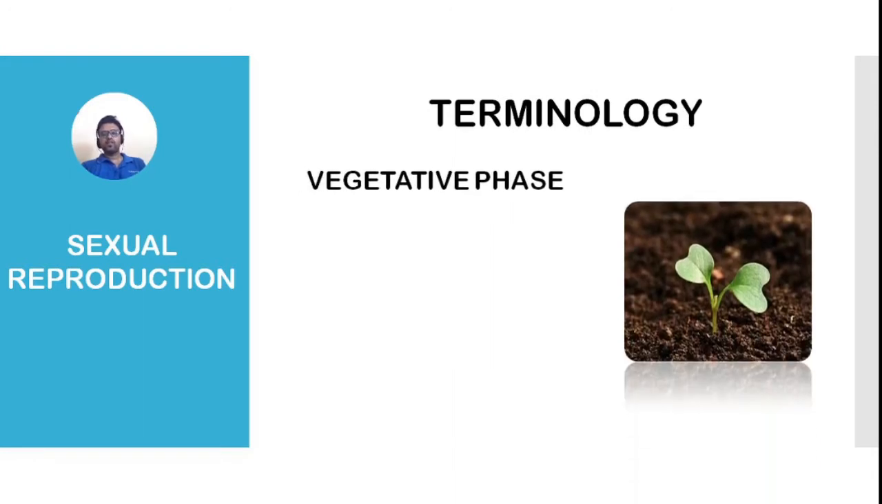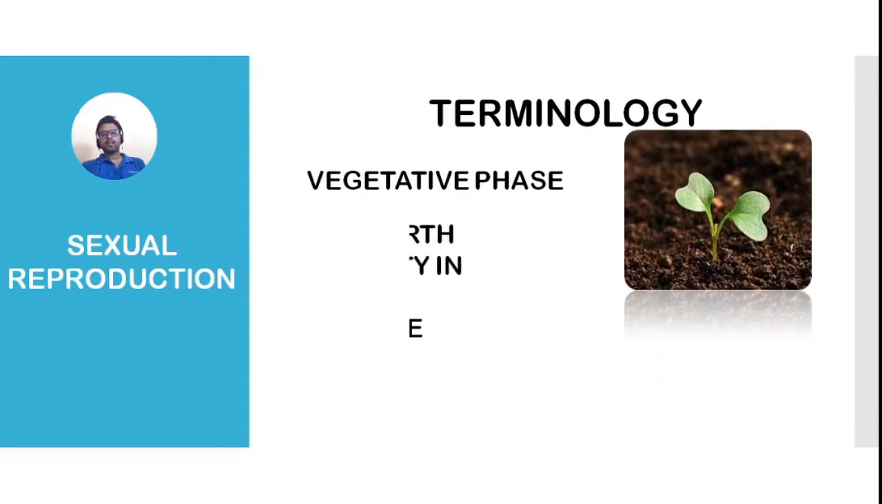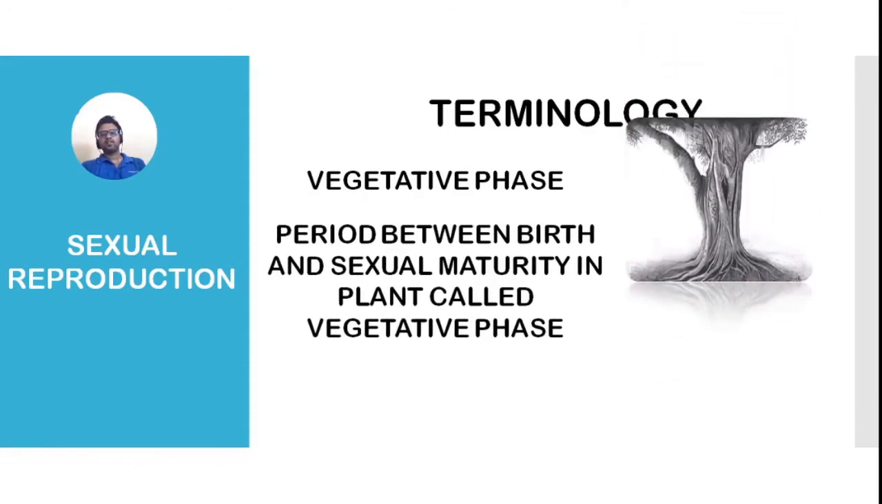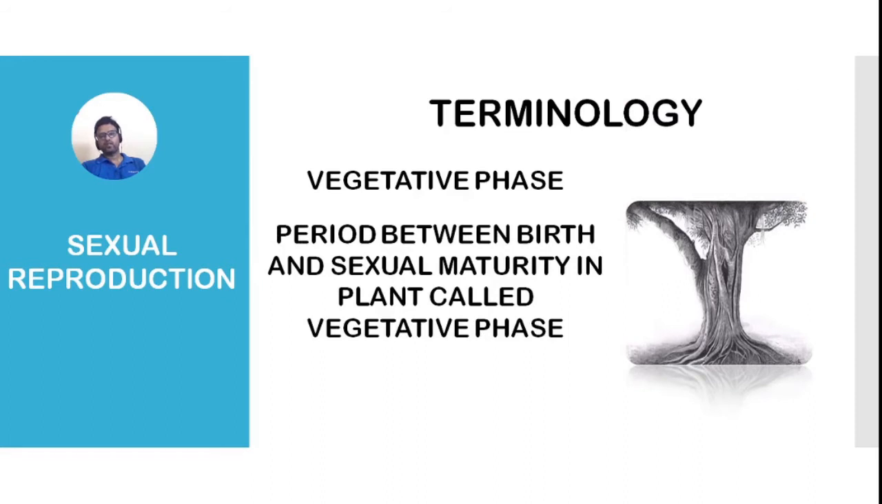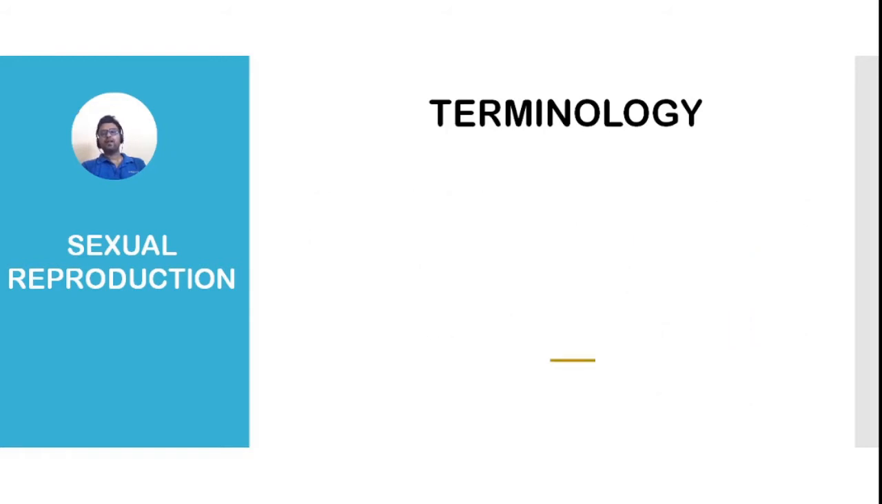Vegetative phase is commonly used in plants. The period between birth and sexual maturity in a plant is called the vegetative phase. So basically, vegetative phase and juvenile phase are similar terms, but vegetative phase is used for plants and juvenile phase is used for animals.